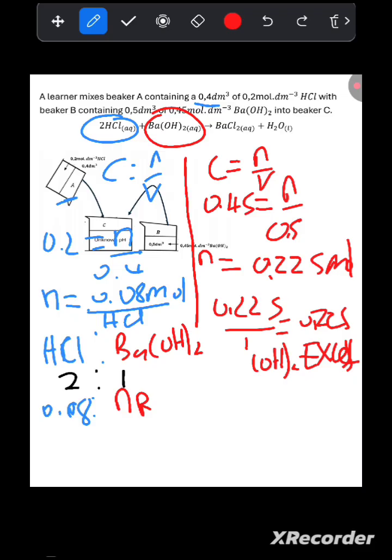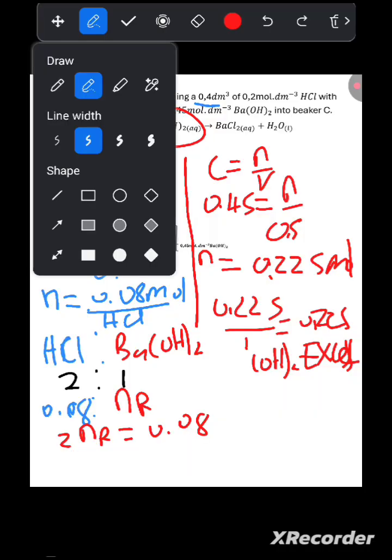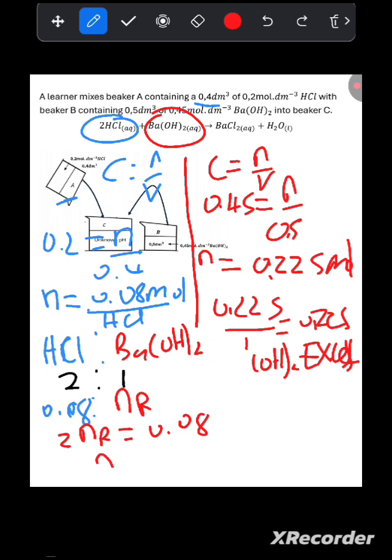Now you cross multiply and you'll get 2n is equal to 0.08. Then you divide both sides by 2. So n is equal to 0.04 mole of barium hydroxide.